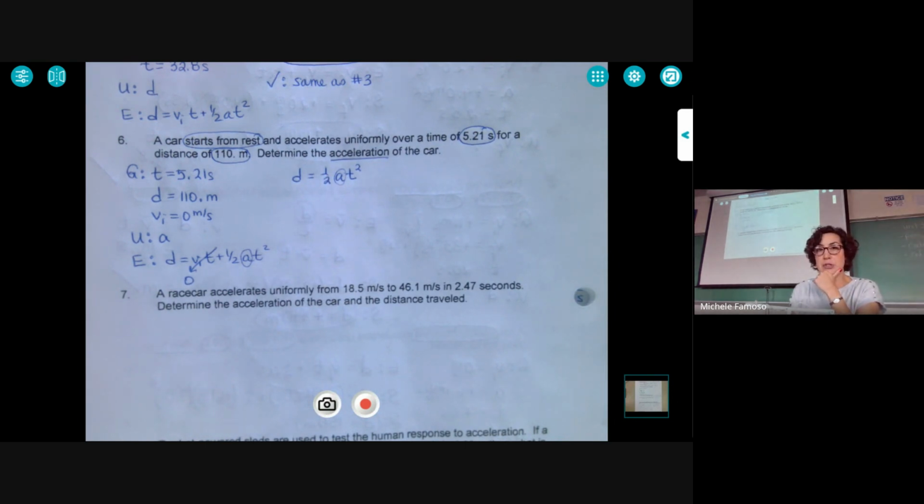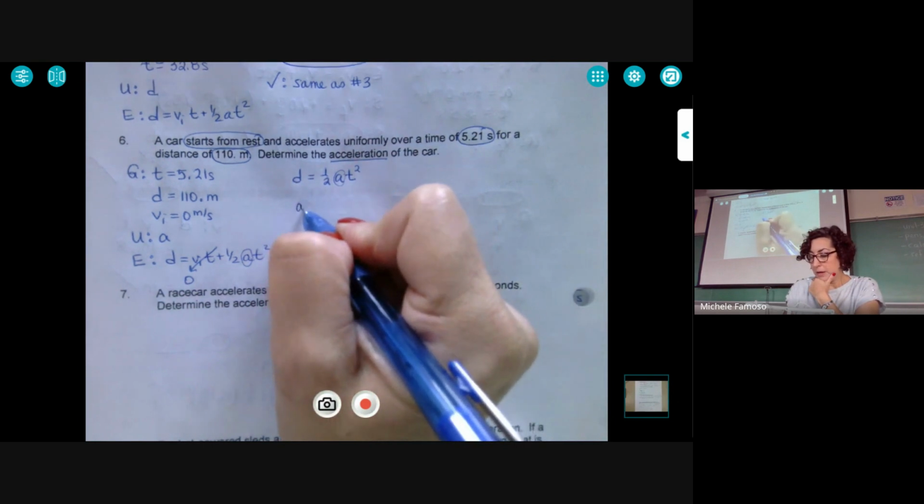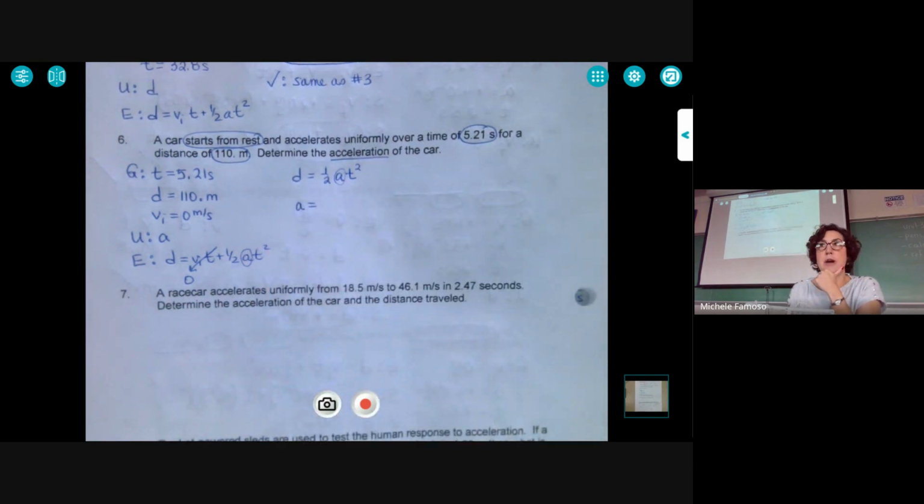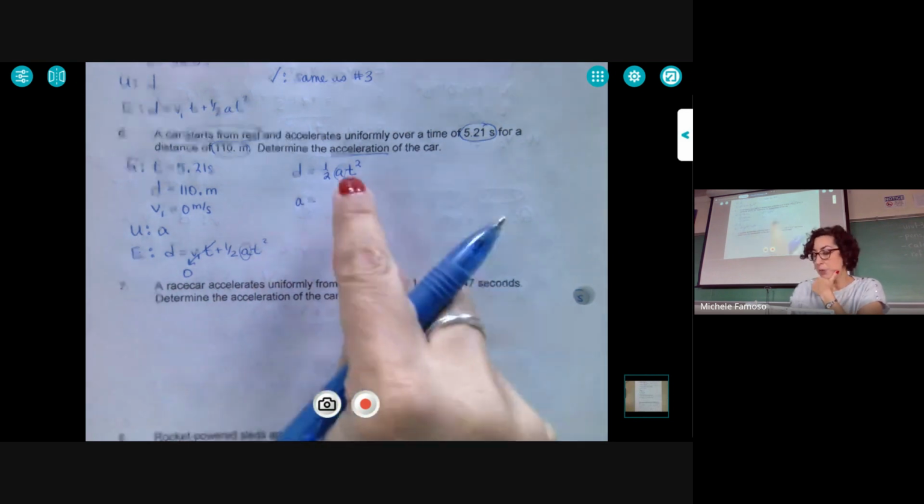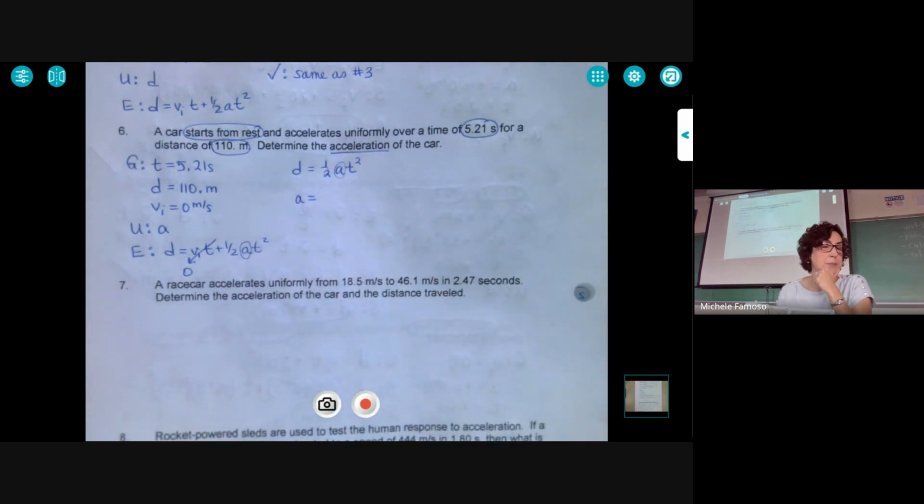So I'll give you a minute to do the algebra. I want to know, what is the equation for a going to look like? So you've got to bring the half and the t squared to the other side. And they're both multiplying a at the same time. Caitlin, you want to take a stab at what that equation would be? Say that again. a equals.